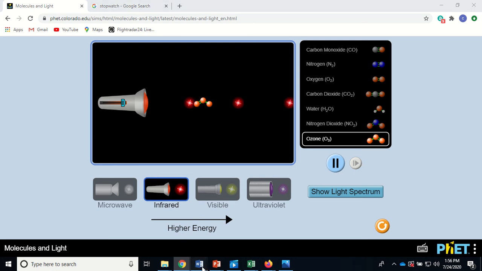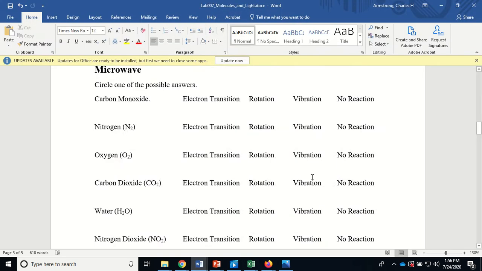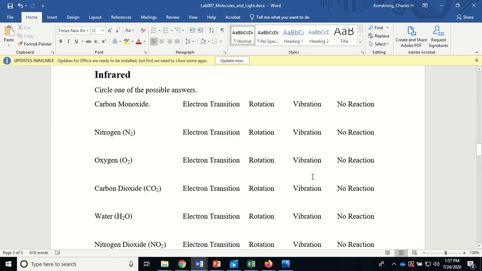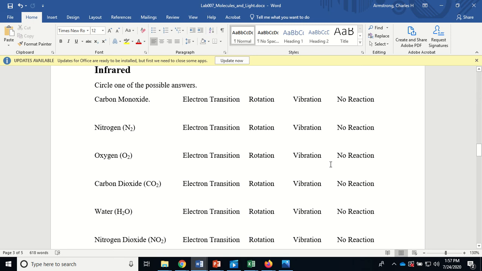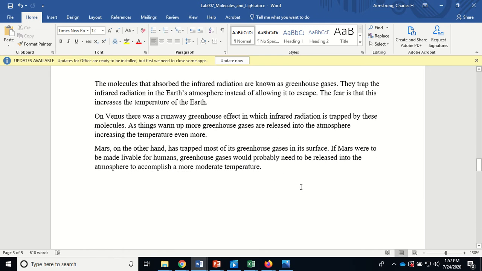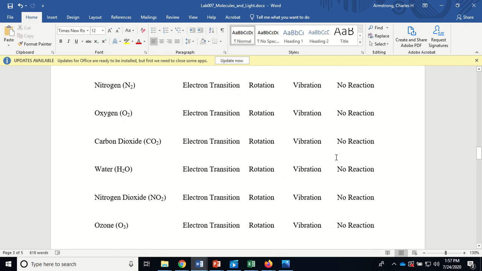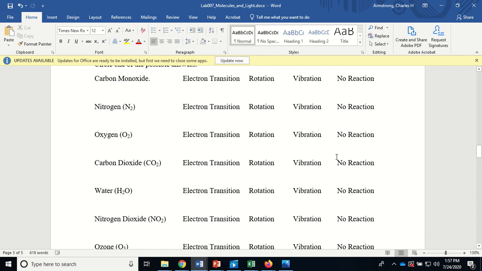And then when you go to the lab, it tells you a little bit more about the infrared. So for the infrared, you go through them, see what happens with each one. Then there's information here about the infrared radiation being absorbed by greenhouse gases. So when you go down this list, you'll actually see which ones are the greenhouse gases. What the greenhouse gases do is they absorb infrared radiation, keeping it in Earth's atmosphere longer, and they believe that's what's leading to the warming of the Earth.